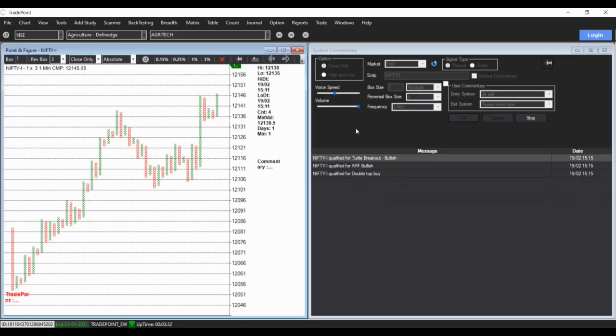So this is our attempt to help you while trading the markets in real time and just tell you about the patterns that are being formed in the price.